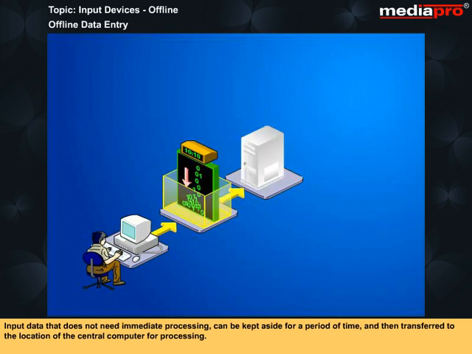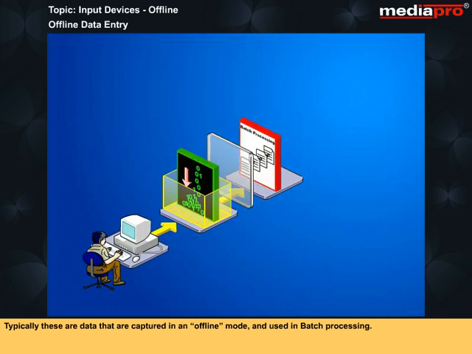Input data that does not need immediate processing can be kept aside for a period of time and then transferred to the location of the central computer for processing. Typically, these are data that are captured in an offline mode and used in batch processing.